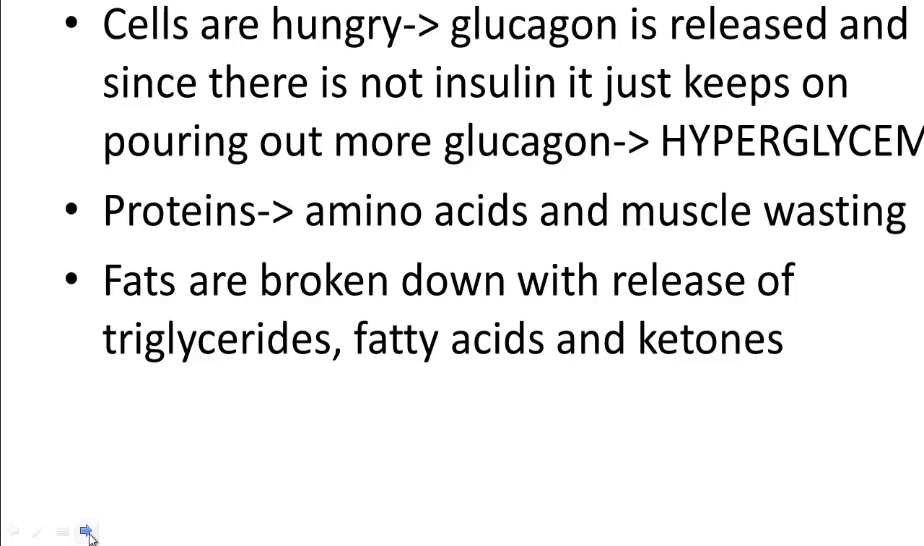Now, with a lack of insulin, such as with type 1 or type 2, glucose cannot get into the cell. So the cells are hungry. So glucagon is released, and there is not enough insulin. Since diabetics don't have insulin, and insulin is necessary to turn off glucagon, glucagon continues to outpour, and you have hyperglycemia. In the face of hyperglycemia, proteins break down to amino acids. Fats are broken down with the release of triglycerides, fatty acids, and ketones.